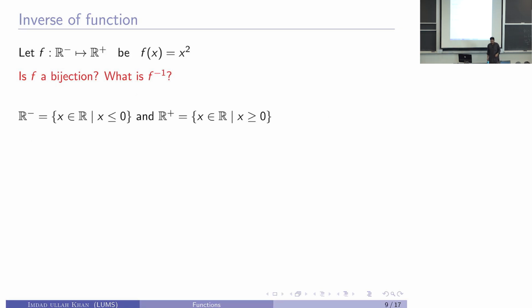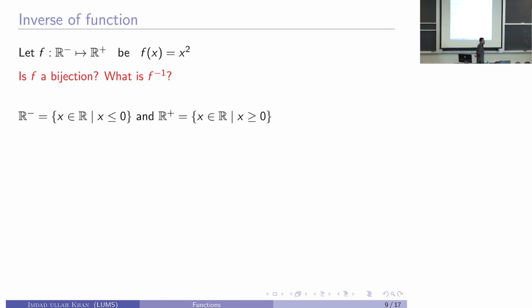Okay. Let us do this thing. Suppose I have a function from negative real numbers to positive real numbers. They are defined like this: R minus is the non-positive real numbers, and R plus is the non-negative real numbers. Or you can exclude 0 from one side, but that doesn't make a difference. We know there is a set called R minus and a set called R plus, right, and the function is f of x equals x squared.